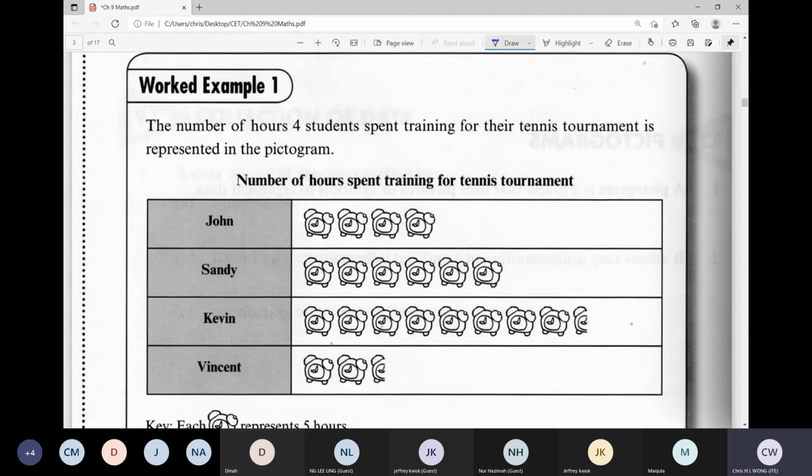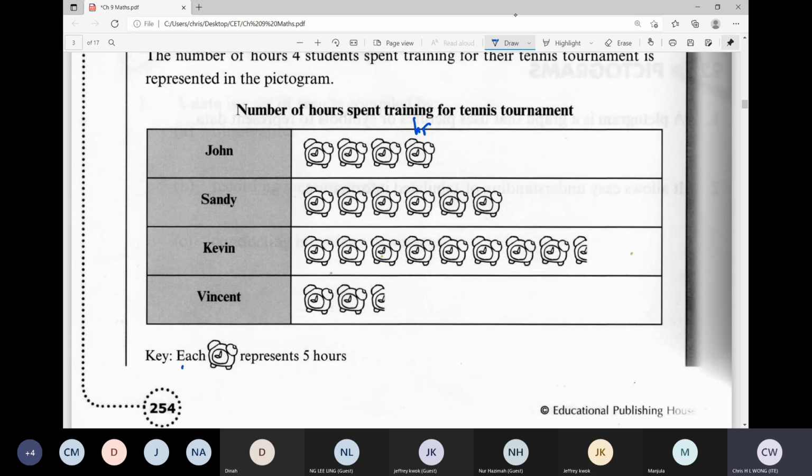Some example. The number of hours students spent training for the tennis tournament, represented in the pictogram. You can see one alarm clock represents 5. So how many hours did John spend? 20 hours, right? Because 4 times 5.